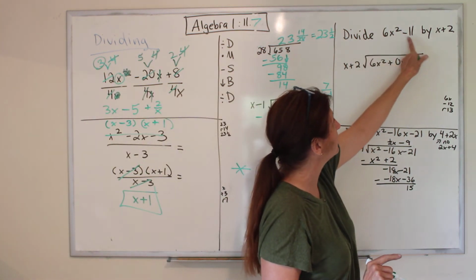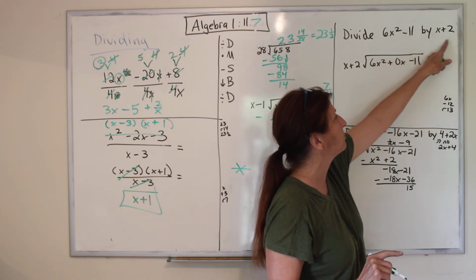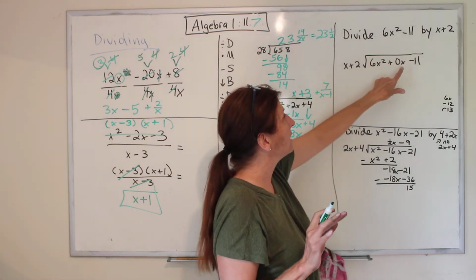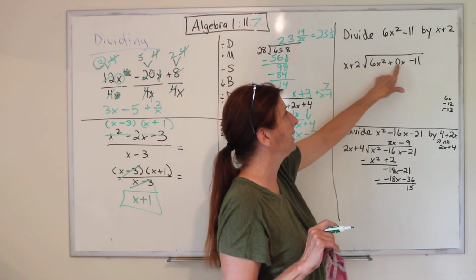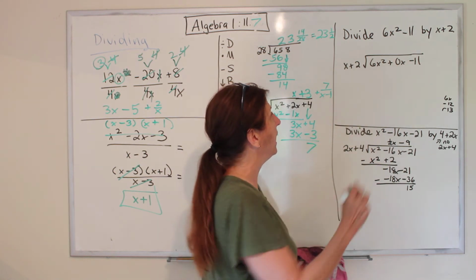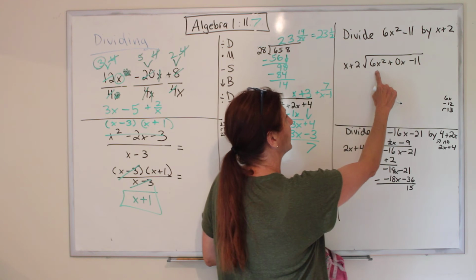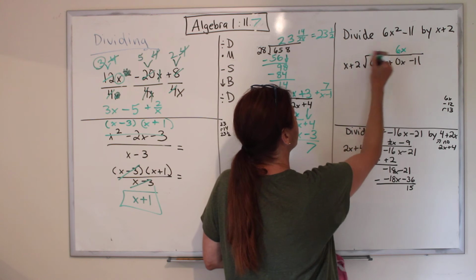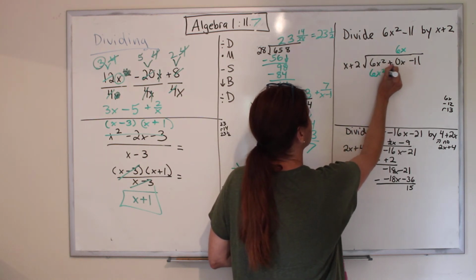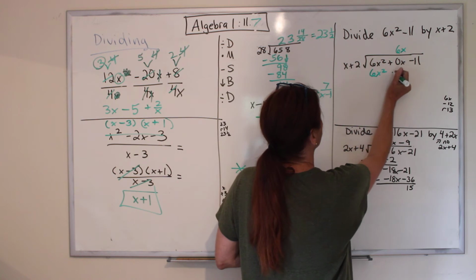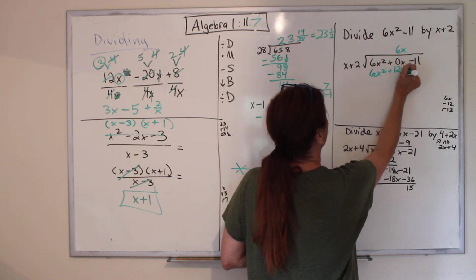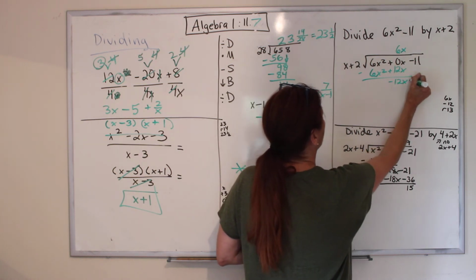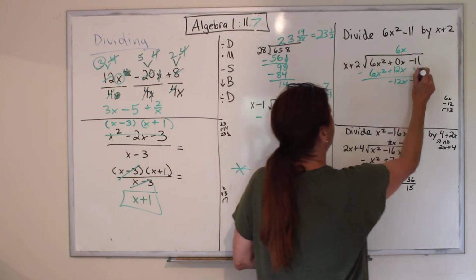We're going to divide this, 6x squared minus 11 by x plus 2. But notice there's no plain x term. If there's a missing term, you put it in with a 0 coefficient. And then we can do it. What do you do to x to make it 6x squared? You need a 6x. So 6 times x is 6x squared. 6x times 2 is plus 12x. Now we subtract, and this ends up being minus 12x. We bring down our negative 11, and we do it again.